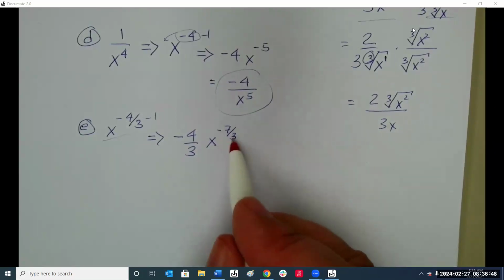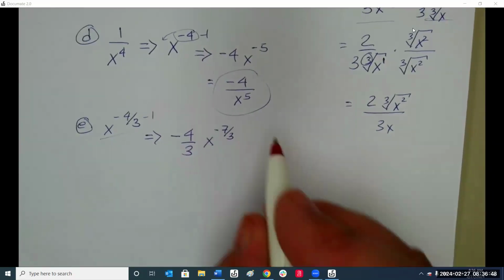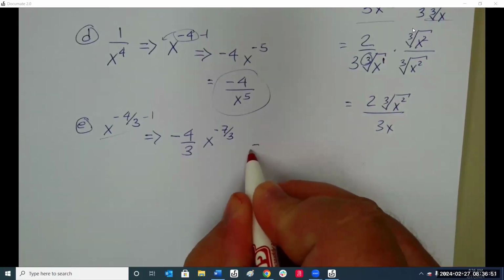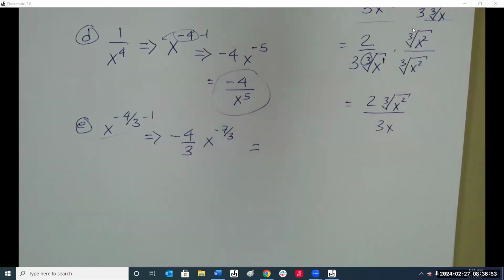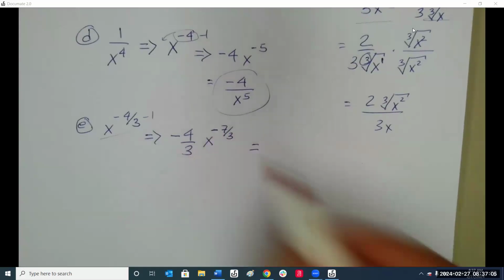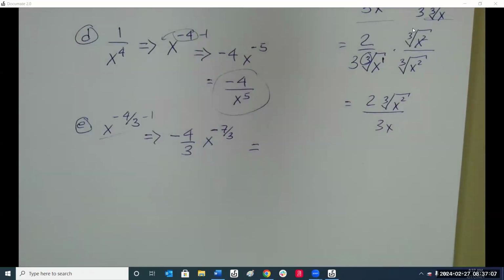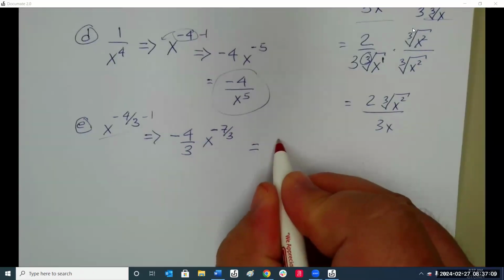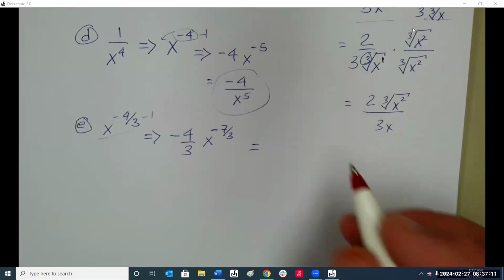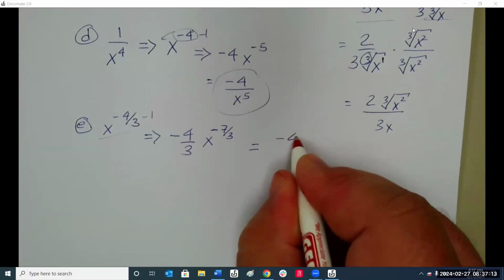Not only that, but how would this simplify? How would you simplify this equation? What does it mean when it's negative? It goes on the bottom. So on top, we have what? -4. Very good.